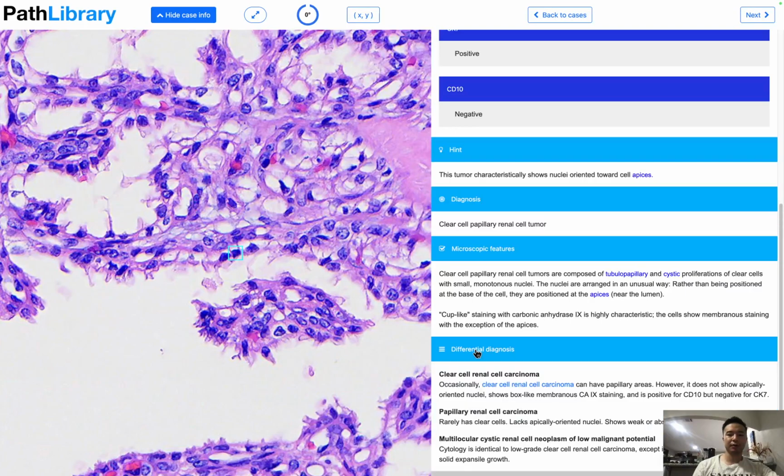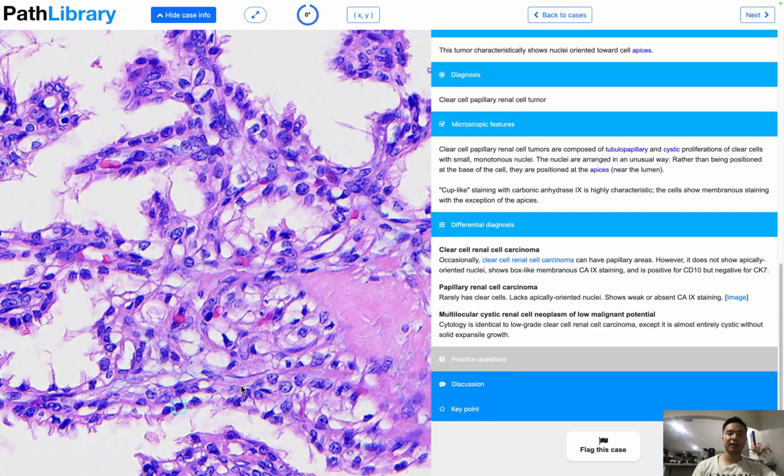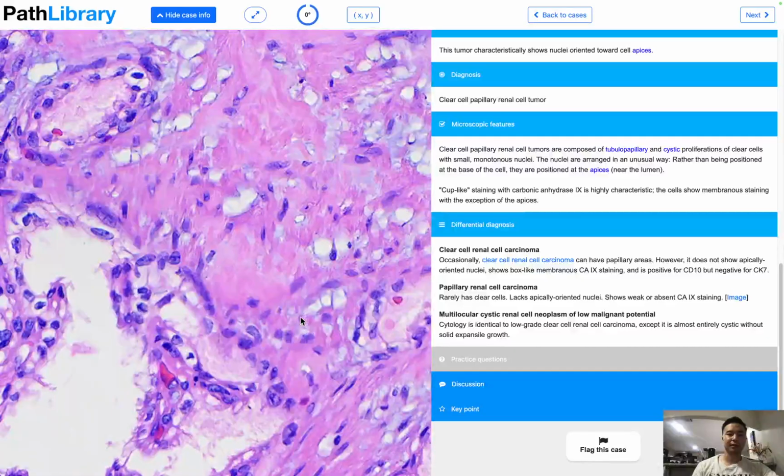And that CA9, it's got to stain cup-like. That's very testable. Some differentials: the clear cell renal cell carcinoma, CA9 would be box-like membranous. It'd be CD10 positive. It would be much bloodier. Papillary renal cell carcinoma rarely has clear cells, lacks apically oriented nuclei. You can see some foamy macrophages interspersed.